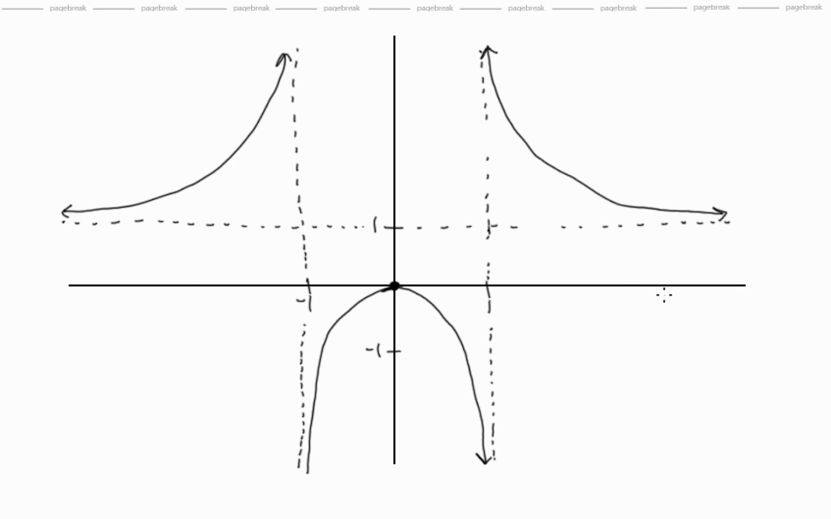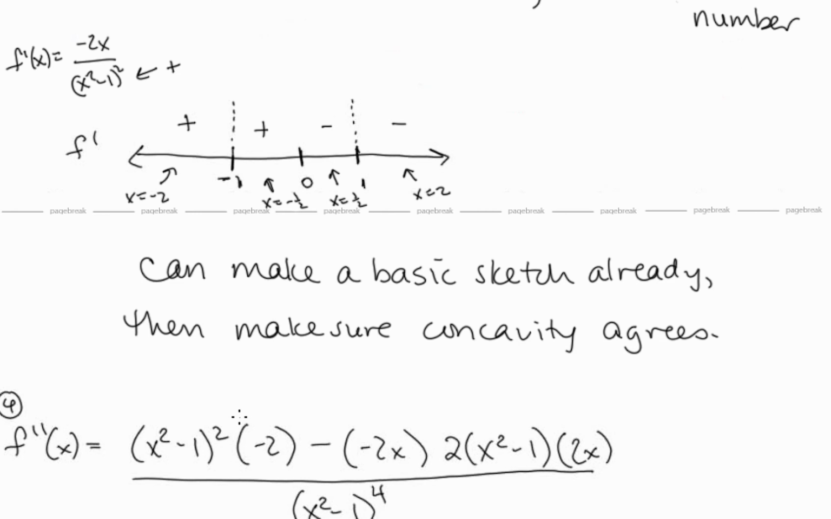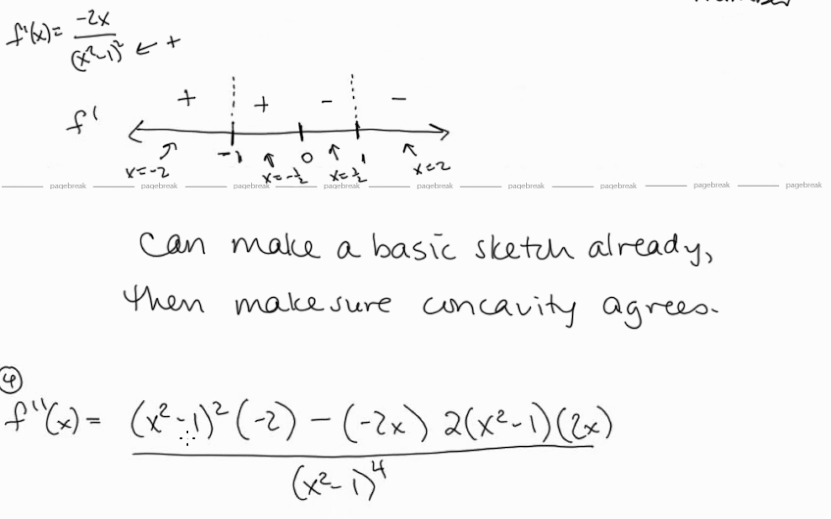Now let's take a look at the second derivative and just verify that we have the correct concavity. Our first derivative is here, -2x over (x squared minus 1) quantity squared. So our second derivative uses the quotient rule: bottom times the derivative of the top minus top times the derivative of the bottom, over bottom squared.